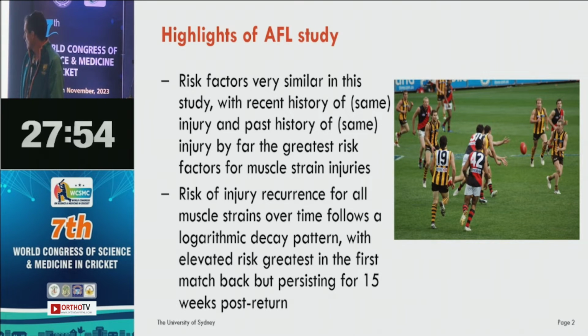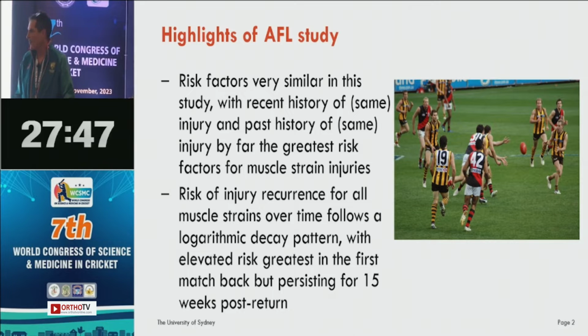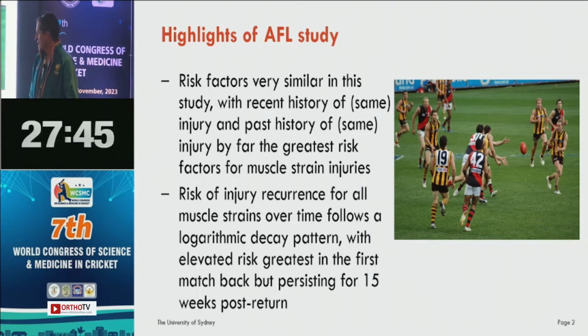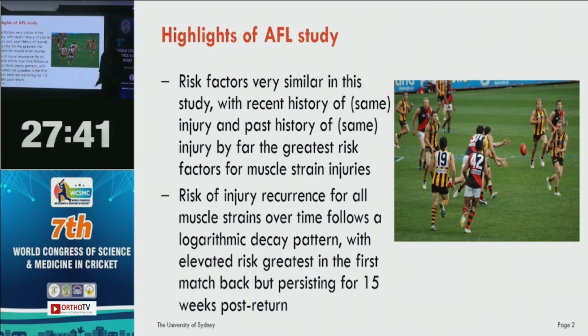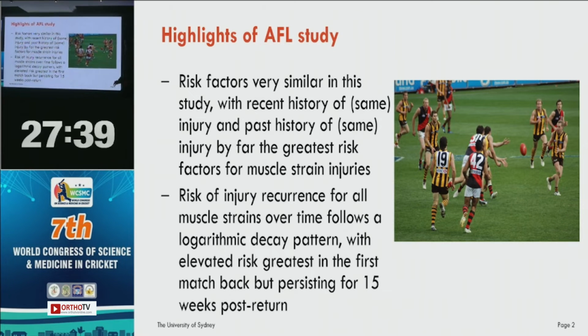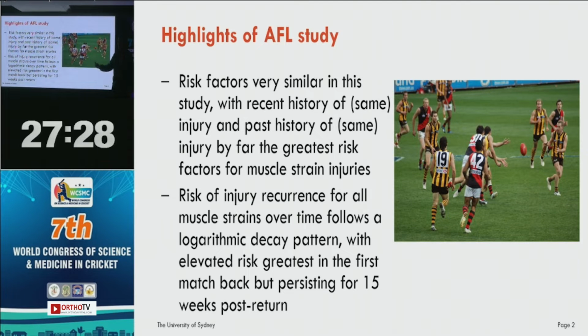Okay, that's a picture of Aussie rules football, Australian football, if you haven't seen it before, so I'm going to present 3 studies in one here. This one is an Aussie rules study that got published in the British Journal of Sports Medicine in 2020, and we found a finding that's a little bit boring now because you've seen it before, that past history and recent history of hamstring strain is by far the biggest risk factor for hamstring strain, so that's very well known.